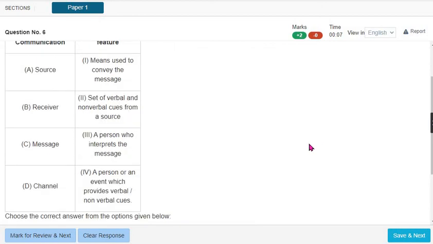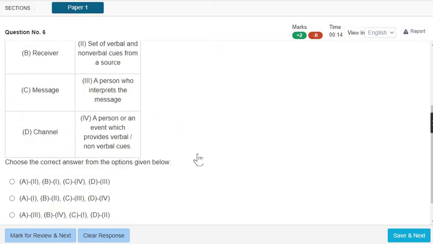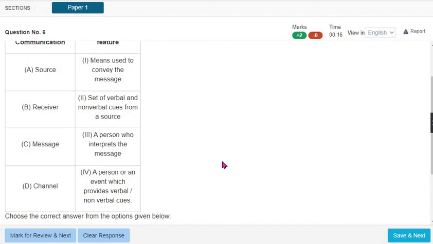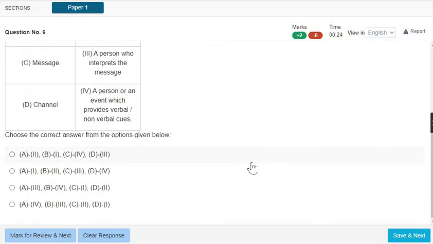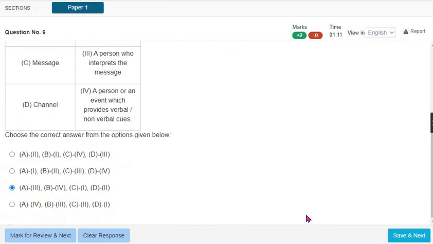So source, receiver, message, channel. Source means the one used to convey the message, receiver, a message or a person. So this is the answer A. 3. Source means a person who interprets the message.